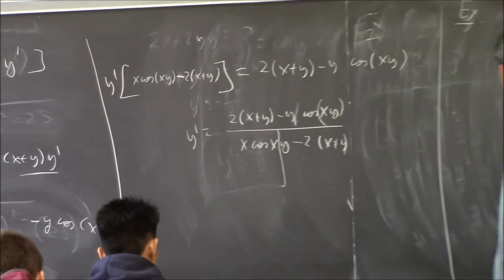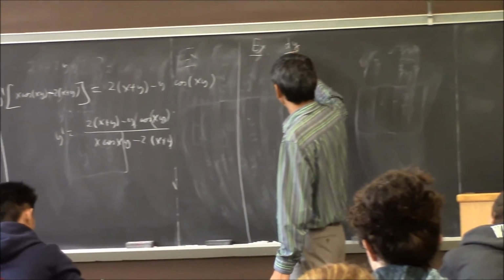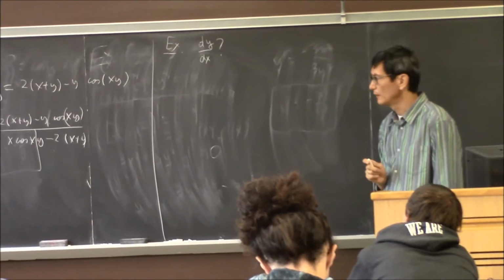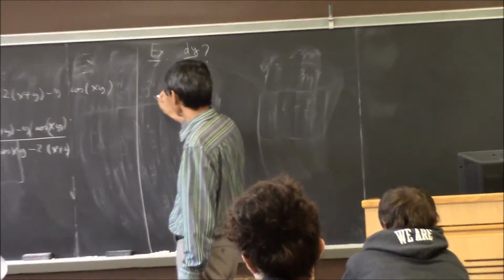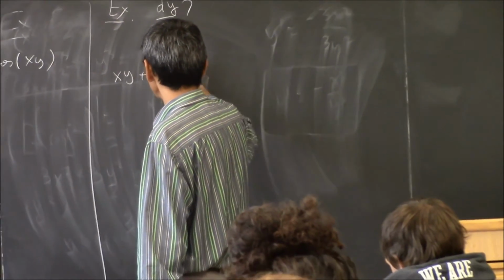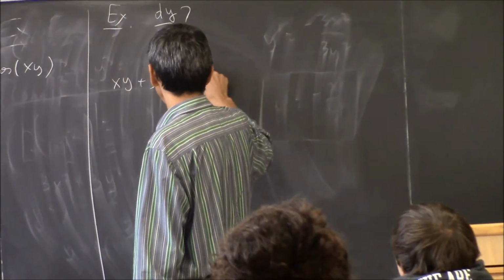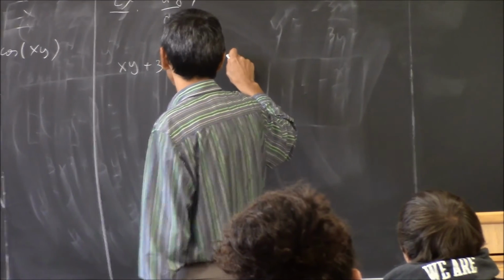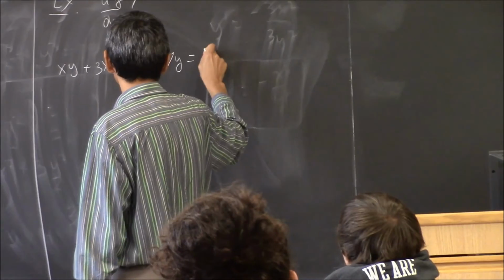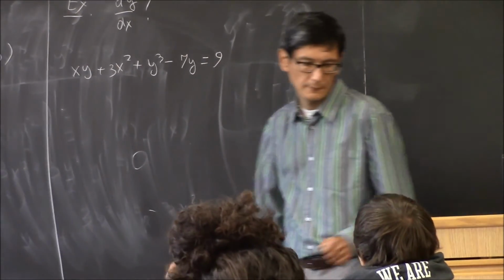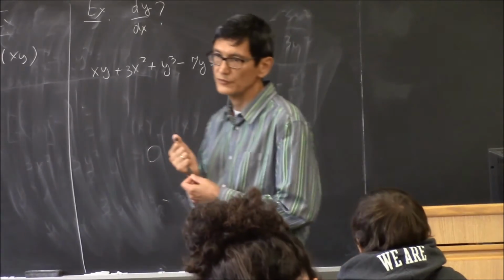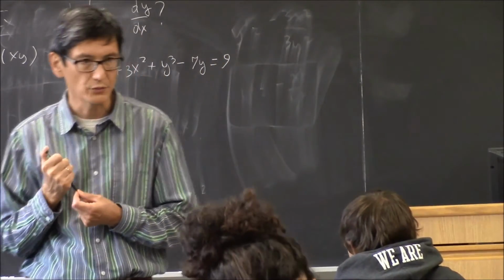Let's try the following example. Again, find y prime and do the derivative. We have xy plus 3x squared plus y cubed minus 7y. Go ahead and solve it for y prime. Take the derivative of both sides and find what y prime is.